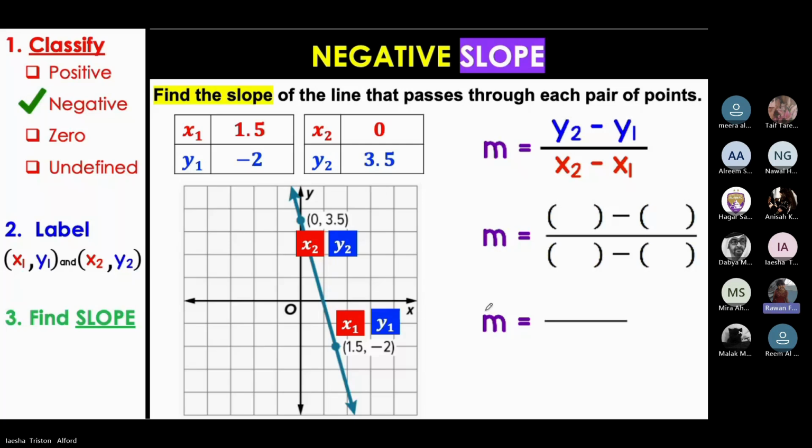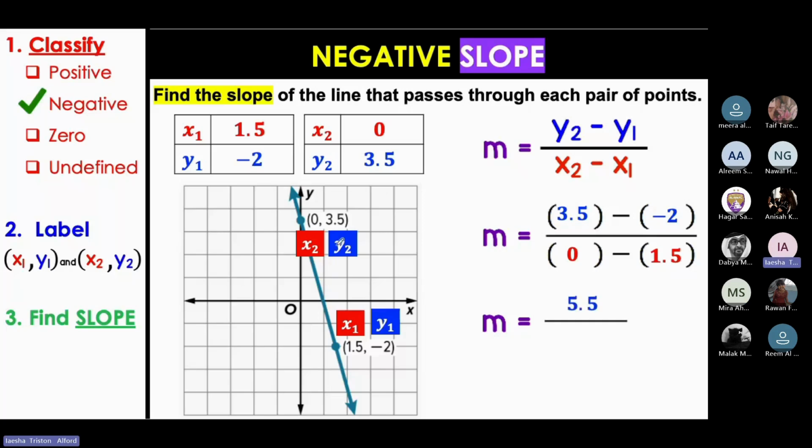Positive 3.5, y1. Negative 2, x2. 0, and x1, positive 1.5. Fine. The number in the top, subtract it. 3.5 subtract negative 2 is 5.5. Positive 5.5.